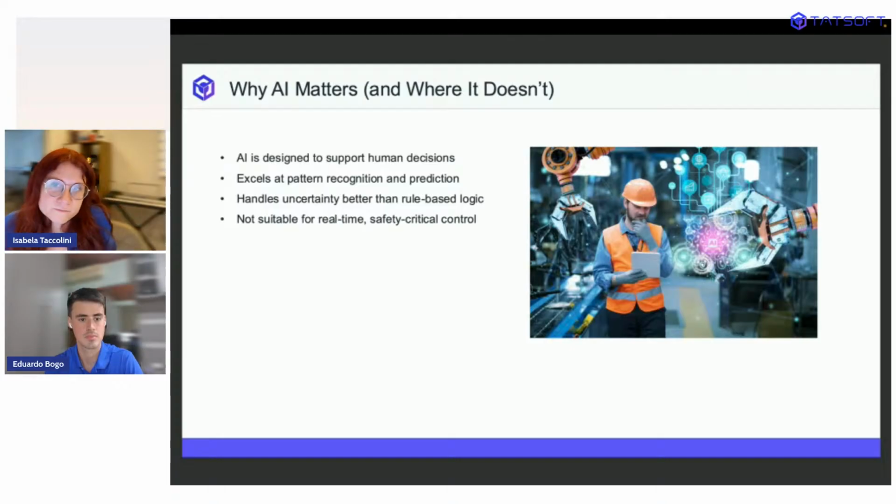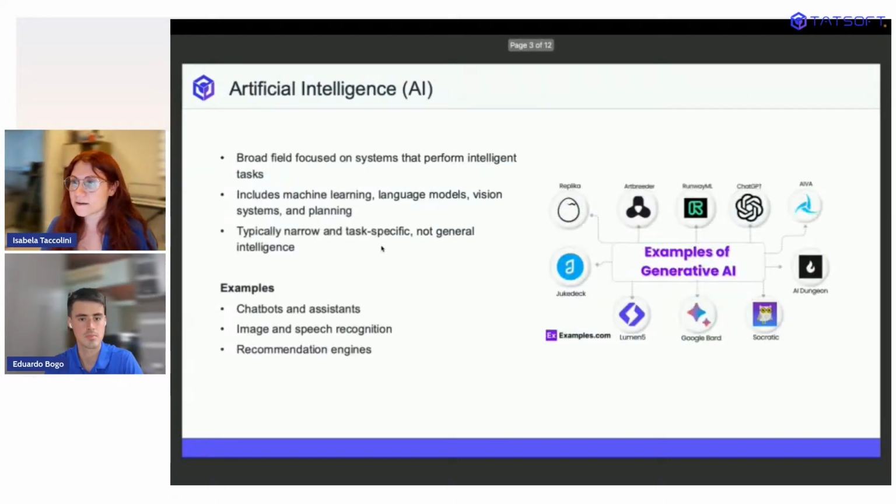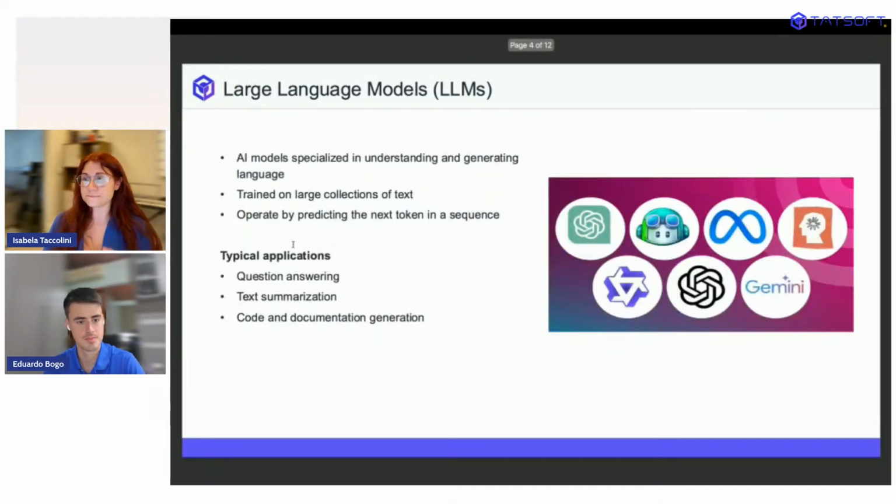Just real quick, what is artificial intelligence? Basic definition, right? It's a very broad term. It includes many different types of technologies and system types, from machine learning to other kinds of language systems. Eduardo is going to explain some of them more related to the industrial space. But I got some examples here for you guys. Chatbots and assistants, that is everyone's favorite, ChatGPT, the famous one. But anything like image and speech recognition and recommendation engines, all of those are also considered artificial intelligence.